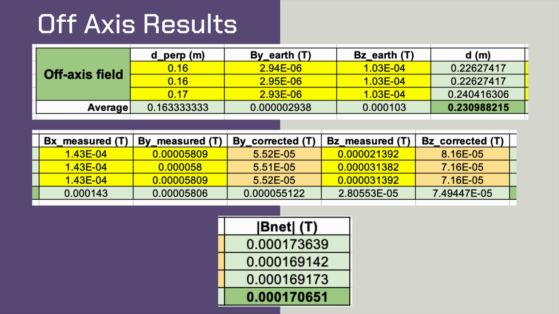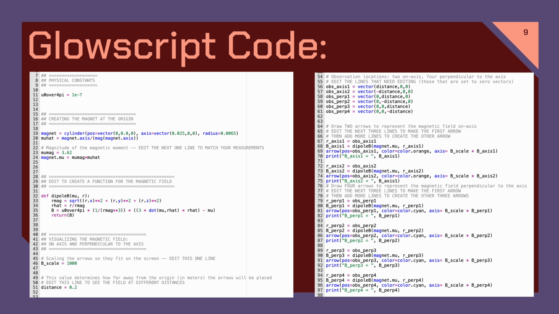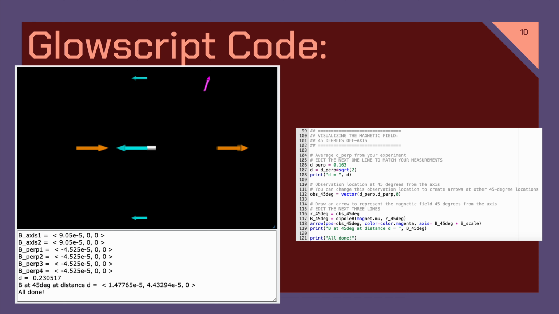Now moving on to the GlowScript code part of the lab, I created the dipole definition equation by plugging in the Biot-Savart law. I then created 6 arrows. 2 arrows represent the magnetic field on axis, and 4 arrows represent the magnetic field perpendicular to the axis, as well as another arrow to represent the magnetic field 45 degrees from the axis. I then plugged in the d-perp and magnitude of the dipole moment that I calculated from my observations. Here are my results.